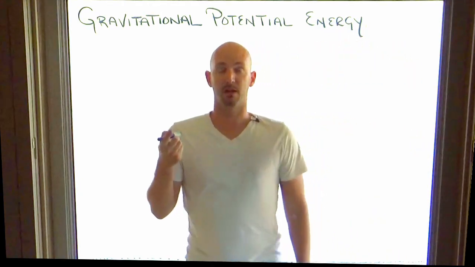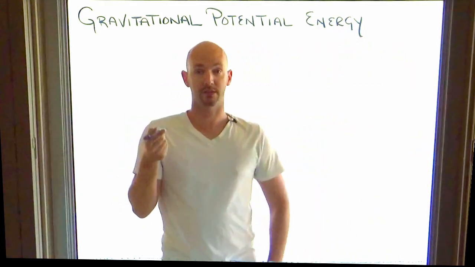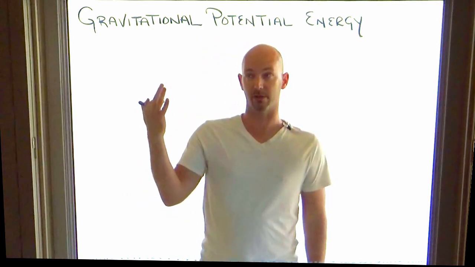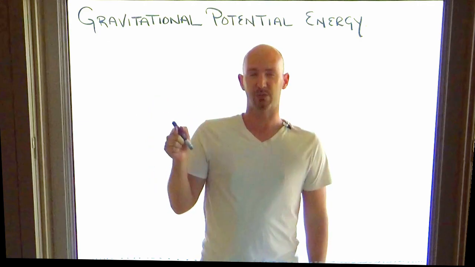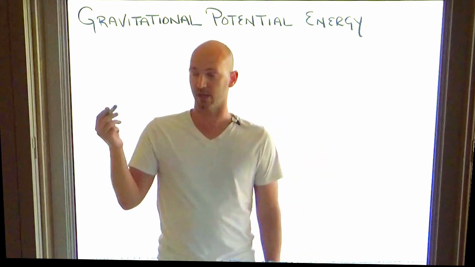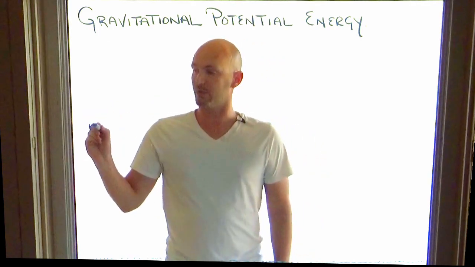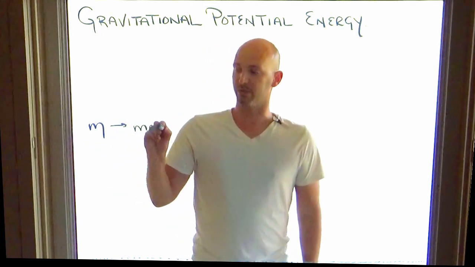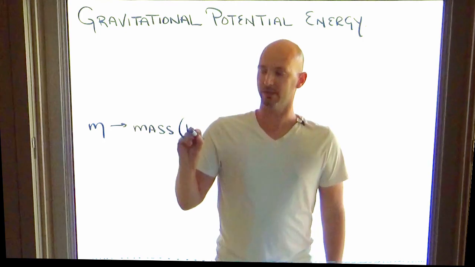The mathematics behind gravitational potential energy are relatively simple. We are going to require three variables in order to measure gravitational potential energy. The most important thing we need is the mass of the object in question, which we're going to use an m to represent, m for mass, measured in kilograms, as always.